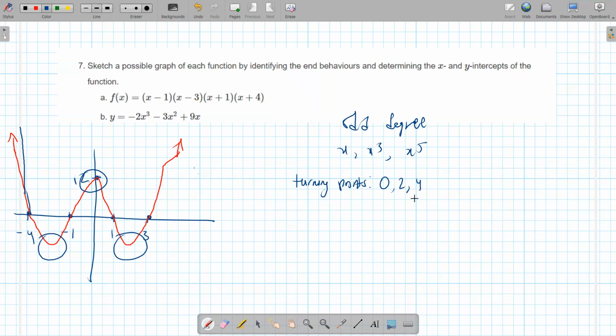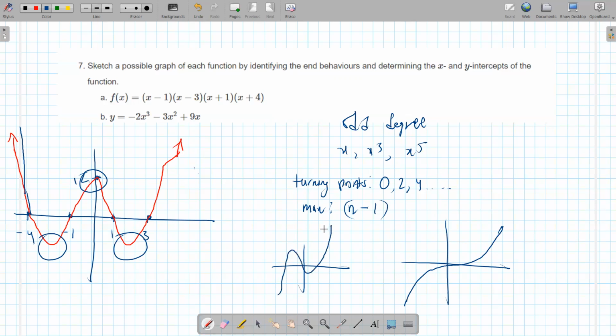2, 4, but in this form, it's going to be an even number up to a maximum of the degree n, let's say the degree is n minus 1. So what does this mean? This means for a cubic function, we know it starts here and ends there, positive cubic. It can have either no turning points, look something like this, or it could have 2 turning points because the maximum is 2, n minus 1. So it's going to look something like this. 1 turning point, 2 turning points.